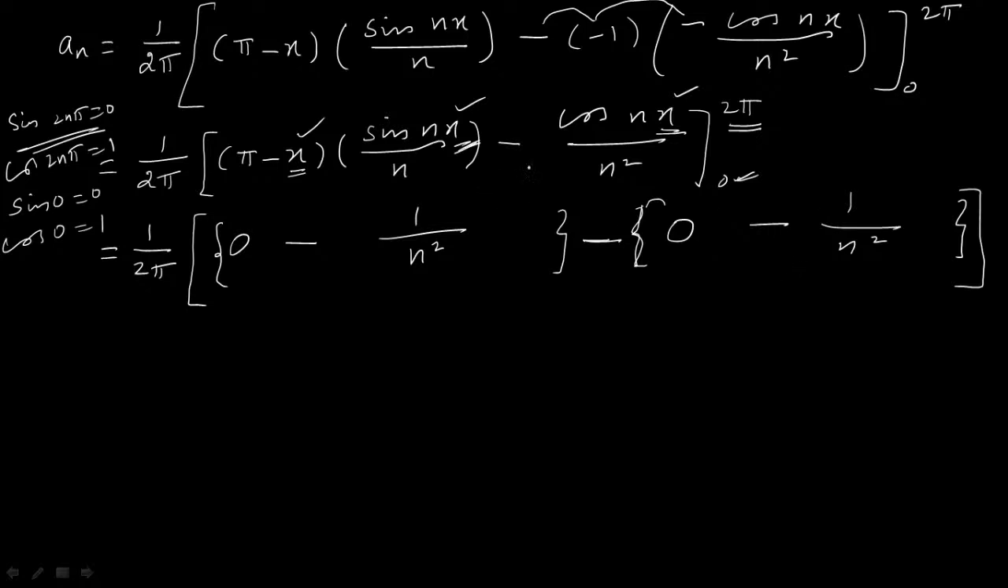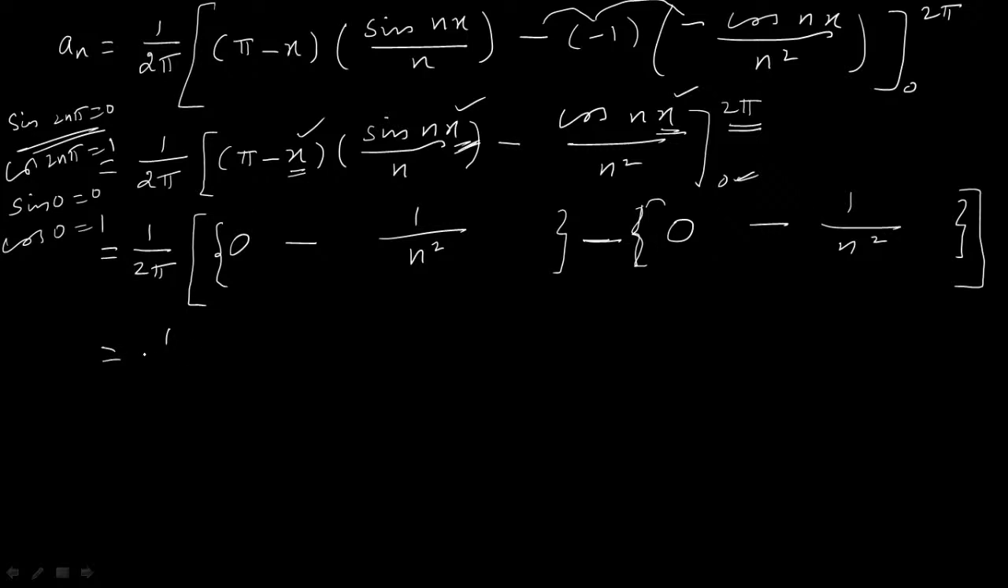You have no need to replace the value of x by 2 pi and by 0 and write out the terms. That's not necessary. You know already the values of sin 2n pi, cos 2n pi, sin 0 and cos 0. So whenever there is a limit, you can directly substitute the values and write them here.